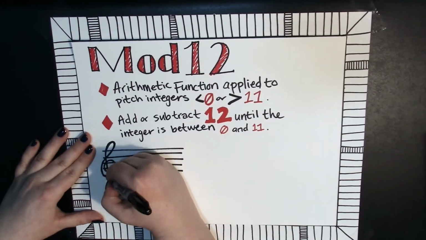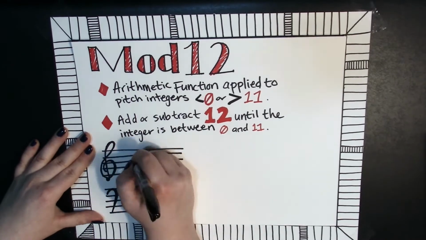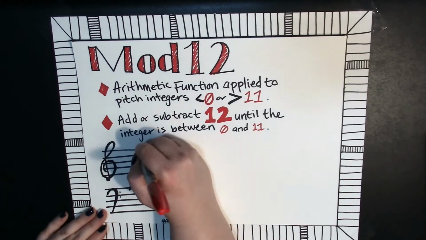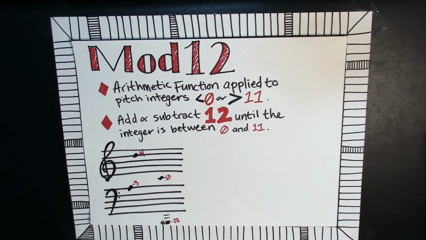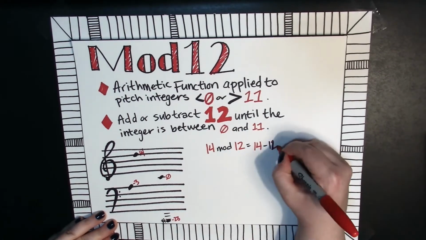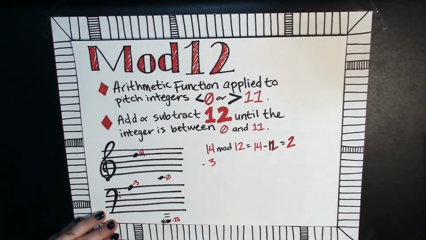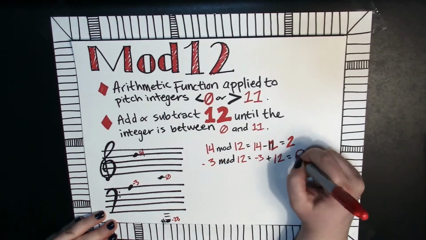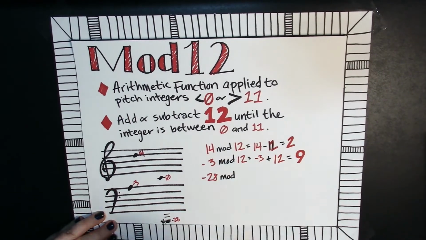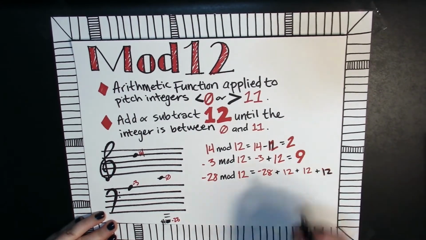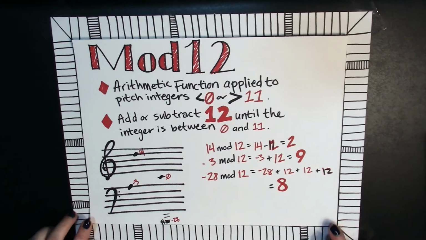For this example, we'll call middle C 0, then use both negative and positive integers to show the pitch relationships around it. Now we'll use mod 12 to convert these 3 pitch integers to pitch class integers. 14 mod 12 equals 14 minus 12, which equals 2. Negative 3 mod 12 equals negative 3 plus 12, which equals 9. Negative 28 mod 12 equals negative 28 plus 12 plus 12 plus 12, and we get 8.